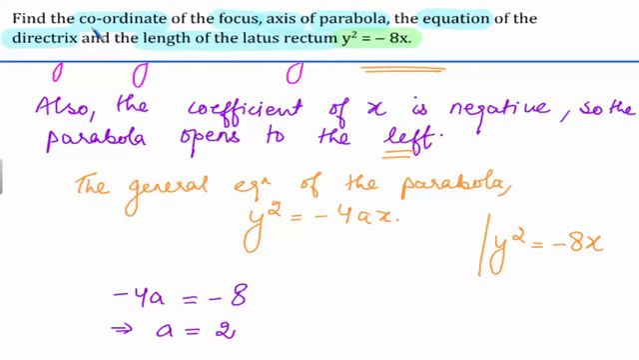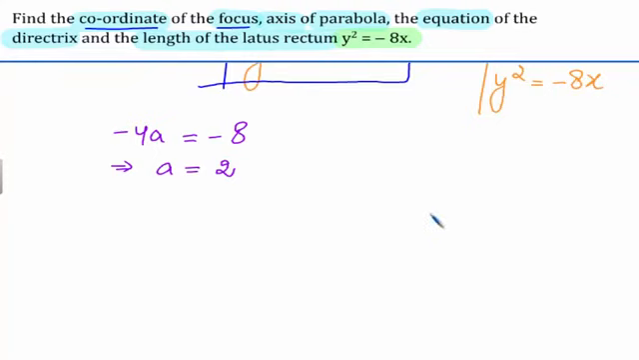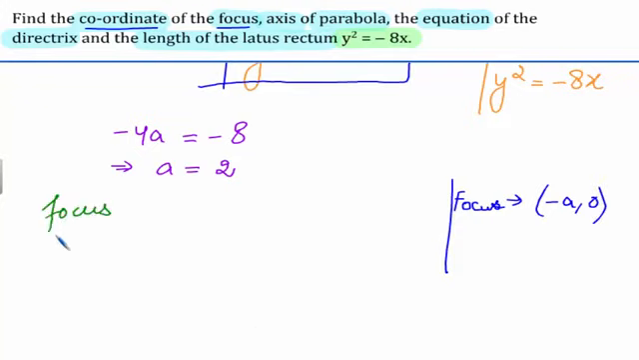Now what we have to find? The coordinates of the focus, and for the parabola y square is equal to minus 4ax, the focus is given by minus a comma 0. So here the focus of the parabola is minus 2 comma 0.